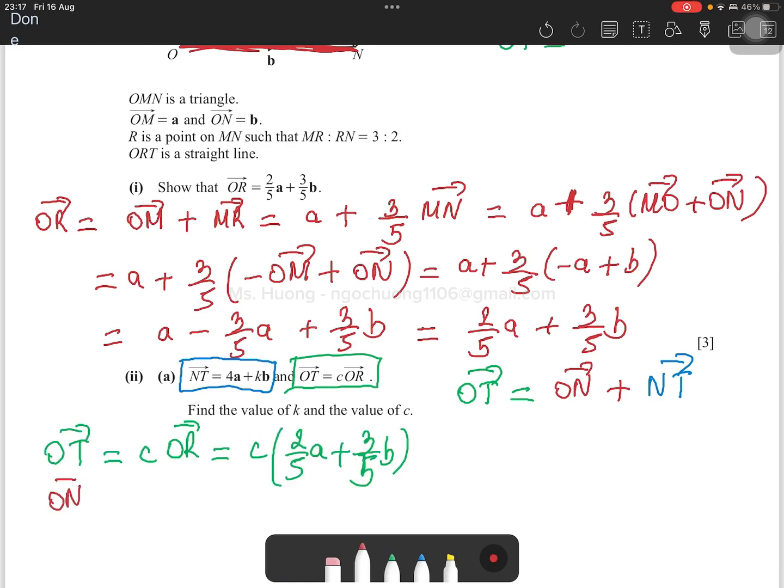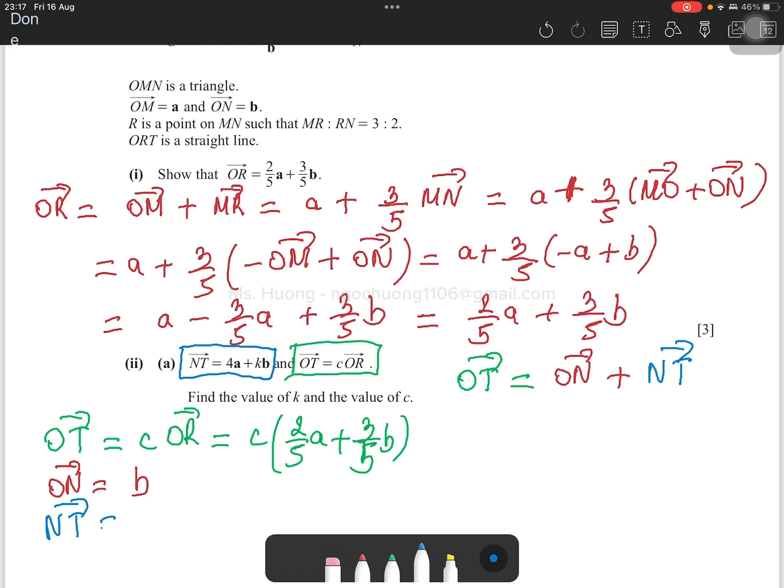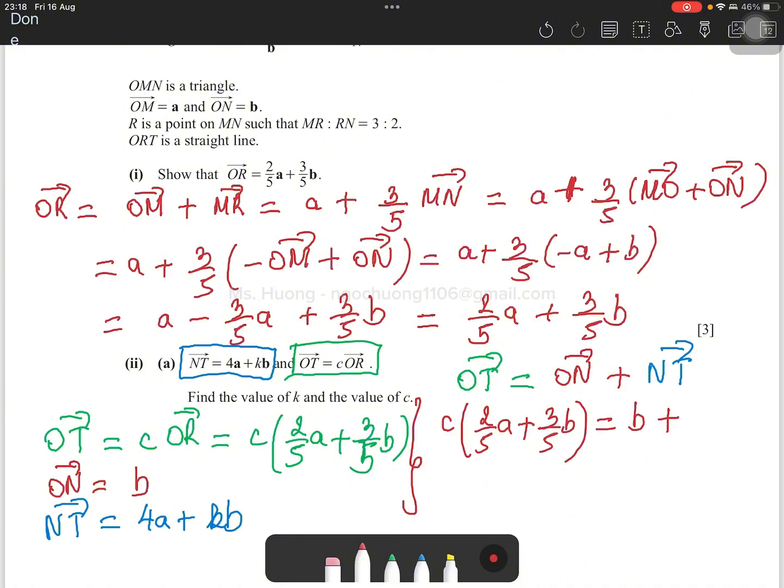Vector ON. The vector ON is actually B. Now, the vector NT. In question 2, you know that vector NT is 4A plus KB. Now we substitute everything into this. So vector OT is C multiplied by 2/5 of A plus 3/5 of B. Vector ON is B. Vector NT is 4A plus KB.